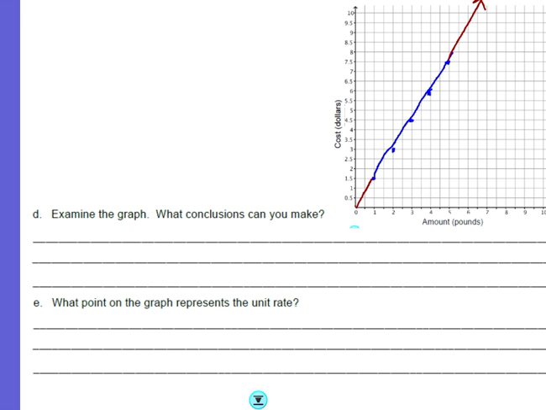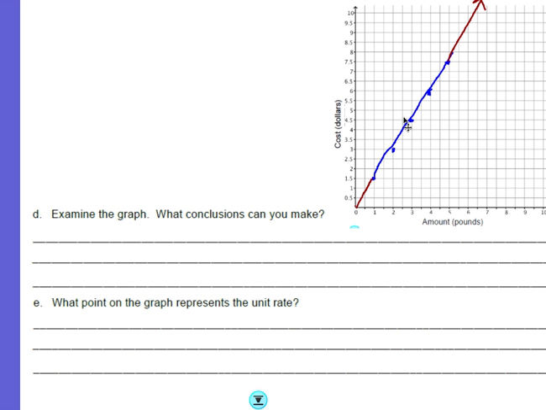Now let's move on to part D. For part D, you need to refer back to the graph. It says, examine the graph, and what conclusions can you make? What can you tell from the graph? So you probably should be looking at your graph. This is a graph that I have. Now, what can we say about the graph?